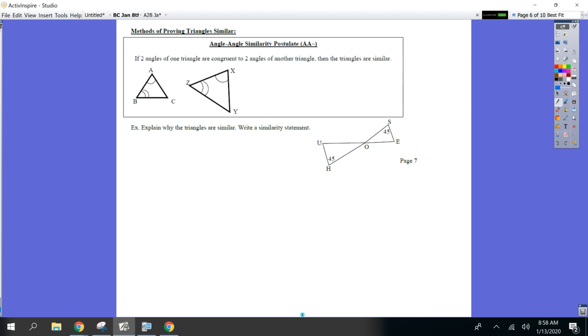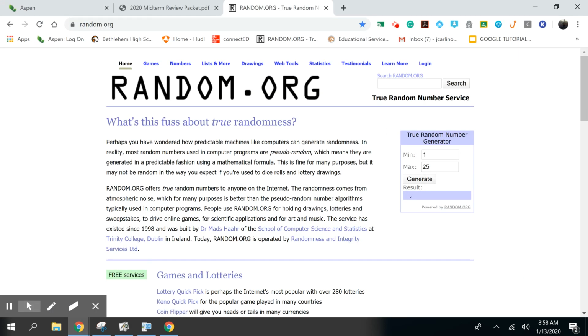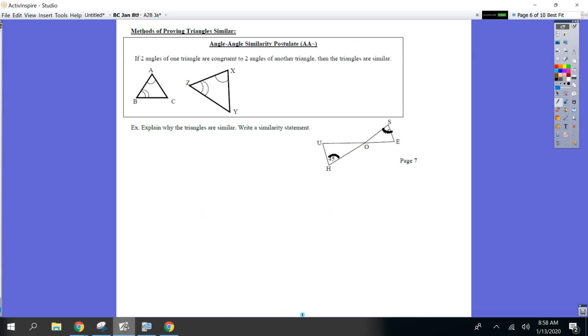H and S are congruent. They're already 45. They're congruent. And at this point, you better be able to give me the second pair. Where are the second pair of angles located? Angle SOE is congruent to UOH. Why is that? Good.